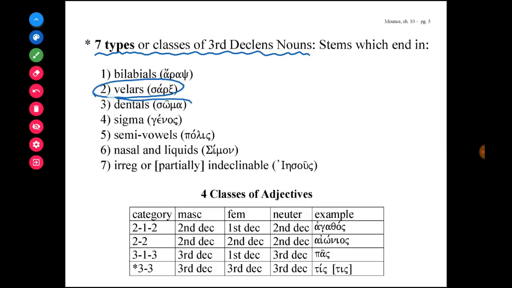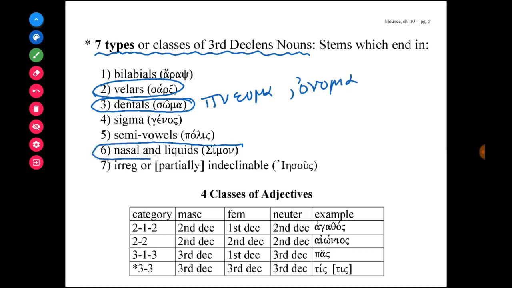We learned the dentals using soma or pneuma or anima. They're all the same type of dentals. And then we've been introduced to one type of nasal or liquid stem, Simone, which ends with the nu. And then you've already learned the paradigm for Jesus.